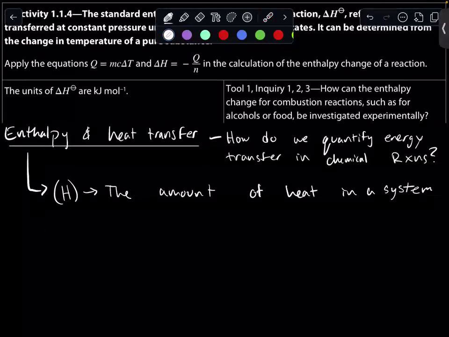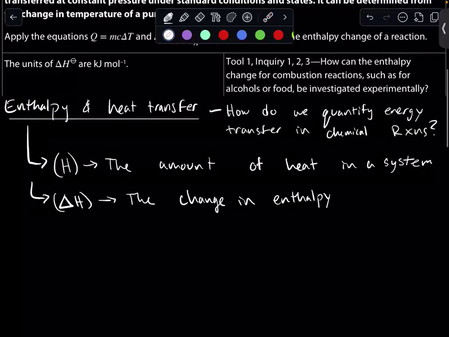So what we do measure, as we mentioned before, is delta H. That is going to be the change in enthalpy. So we'll measure how a system changes by going up or down, and we usually do that by measuring temperature.